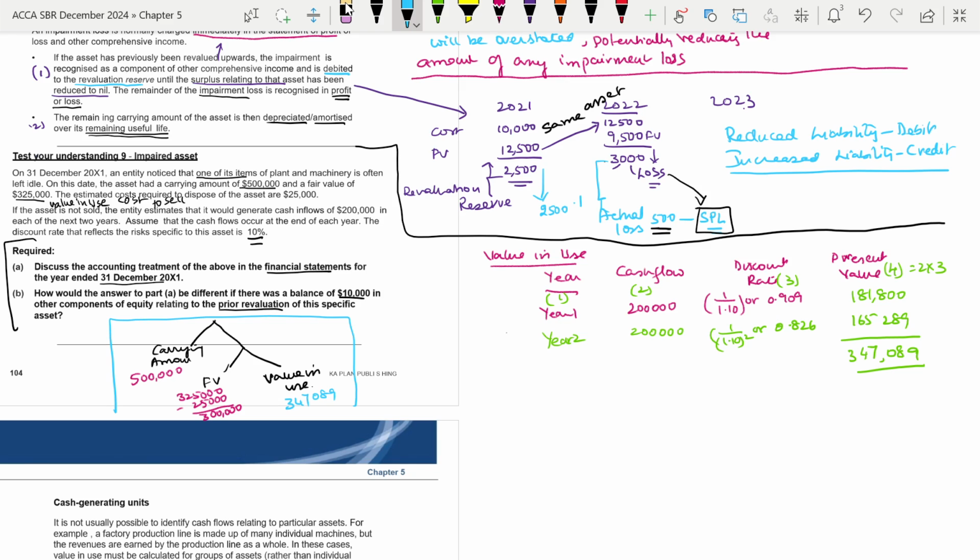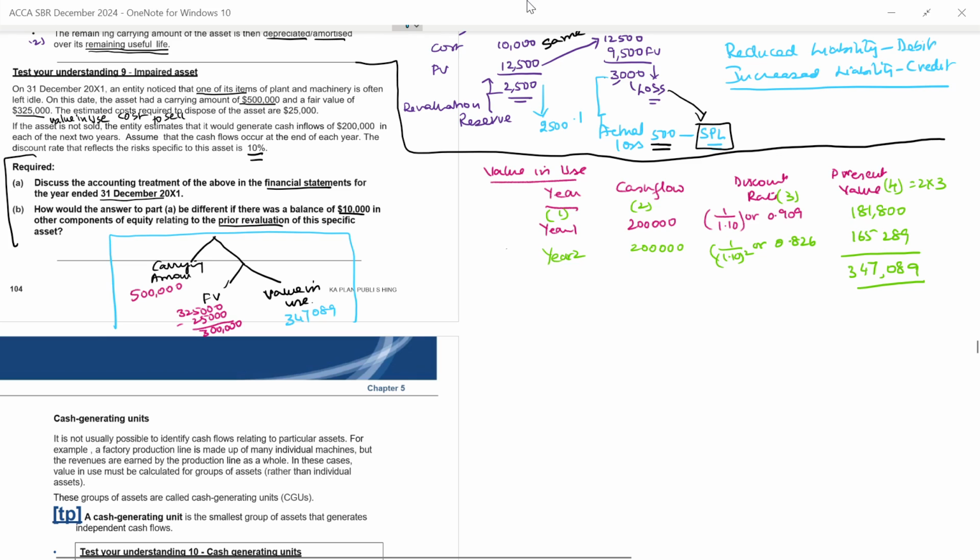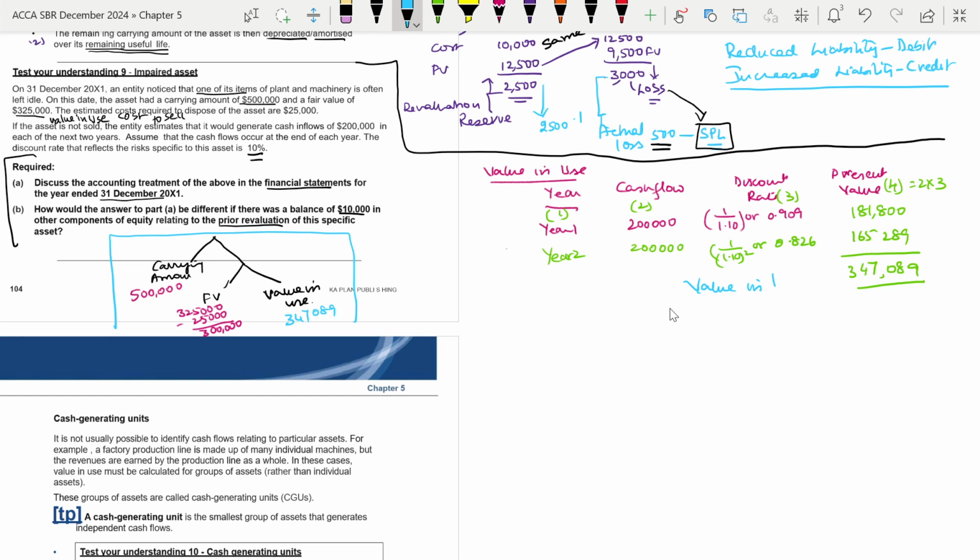Now, is impairment there or not? See the thing. Are you clear about this? This is the value in use. Carrying amount is how much? Again, I am putting the things. On the left hand side, carrying amount is 500.